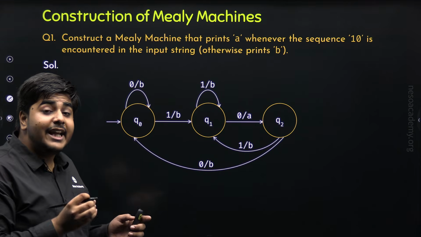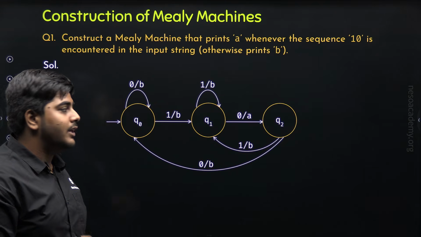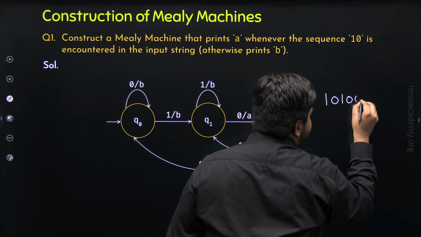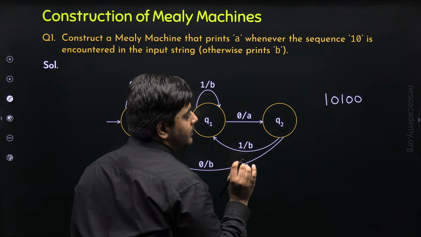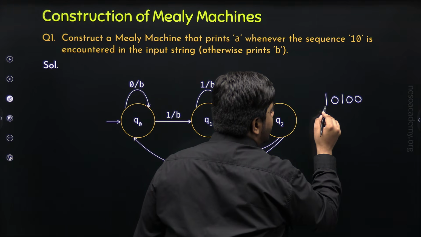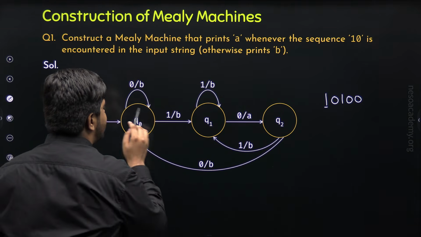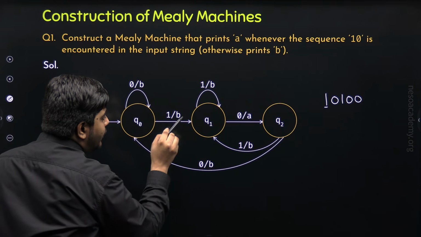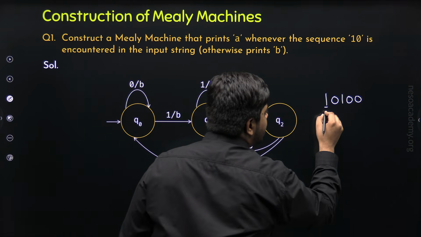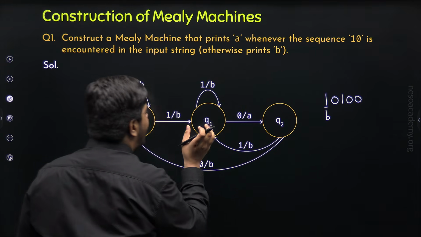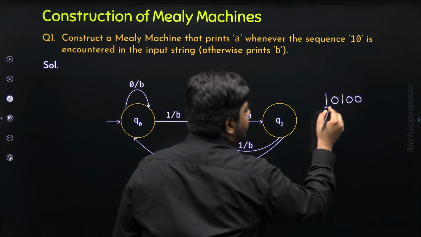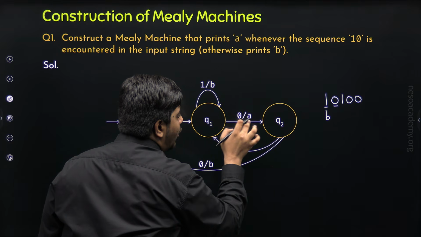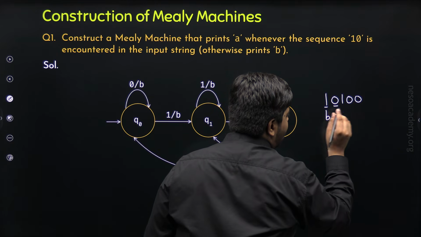Now let's verify the same input string that we have taken initially. That was 1 0 1 0 0. Let's start from the first input symbol, which is 1, and we are on the initial state, that is Q0. Now Q0 on input symbol 1, the output is B, and we are now on the state Q1. Next input symbol is 0. Now Q1 on 0 goes to Q2 and the output is A. So this time we are getting the output A.